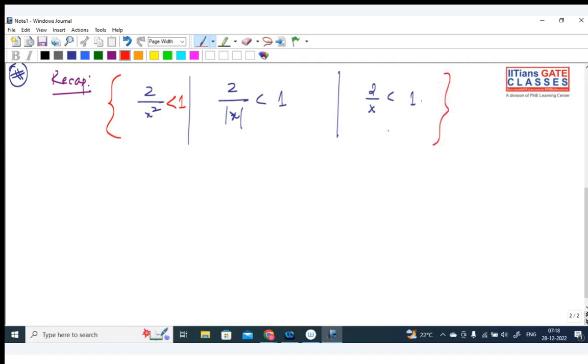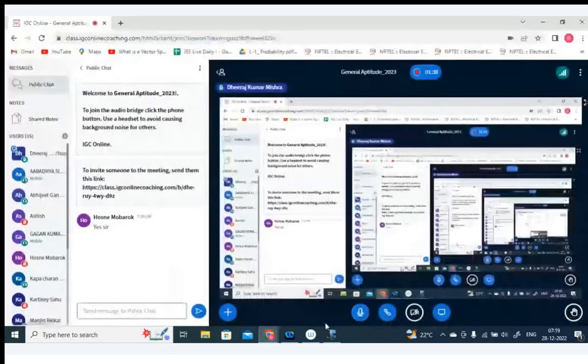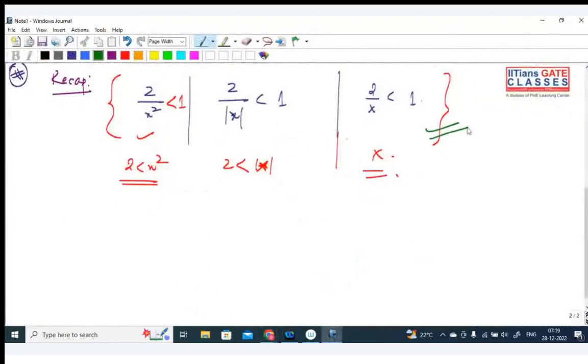So in this case, you can cross multiply. You can write this as x square, like this, and you can also write this as mod of x, right? But in this case you can't multiply, because you don't know the sign of the x, okay? That you have to always keep in mind. This is a very basic thing, okay?